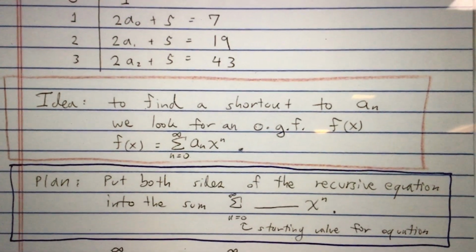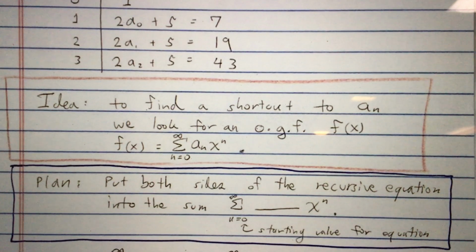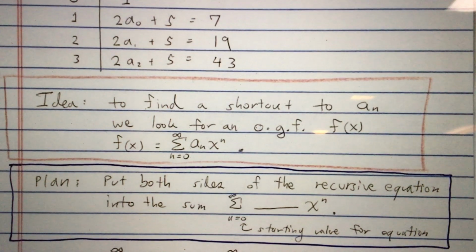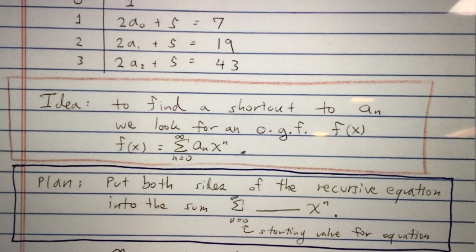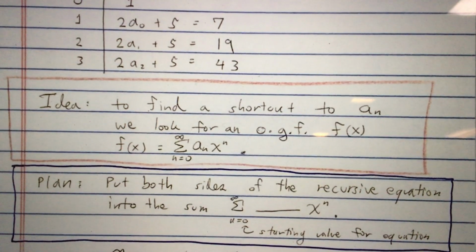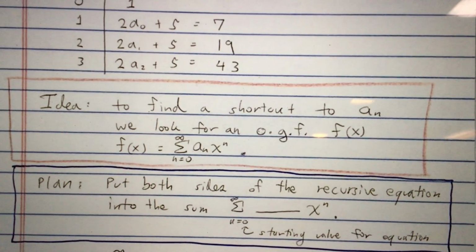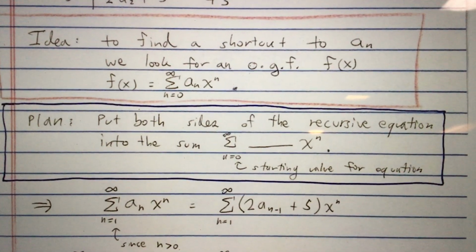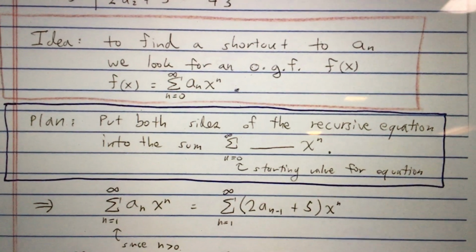Now here's the plan. You put both sides of the recursive equation into this sum. In other words, you fill them into this blank where it's got summation n equals 0 to infinity blank times x to the n. You fill in the left side and you fill in the right side. And of course, since they're equal, it's an equation, then you'll get a new equality. That n equals 0 there, that's going to be the starting value for the equation, whatever was given. So for our example, it will be n equals 1, because in our equation above, it said n strictly greater than 0, and the first counting number bigger than 0 is the 1.